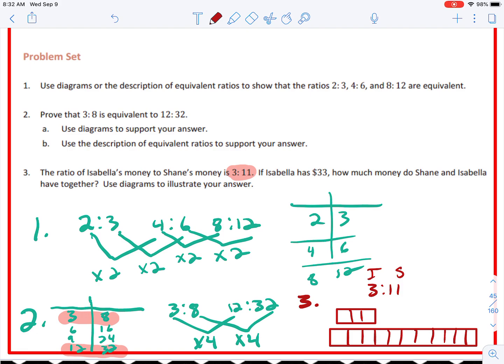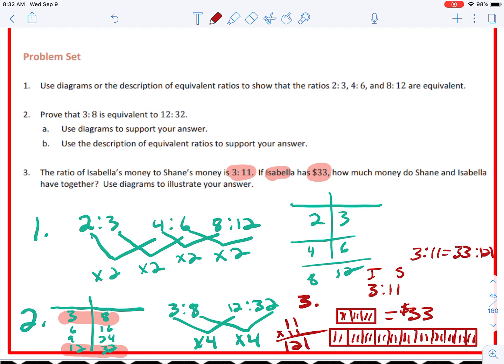Good. So these 3 units have to equal $33 because that's how much money Isabella has. So what's going to go in each unit? 11. So 11 is going to go in each of Shane's 11 units. And if we do the math, 11 times 11 equals 121. Okay, so the new ratio is 3 to 11 is equal to 33 to 121.